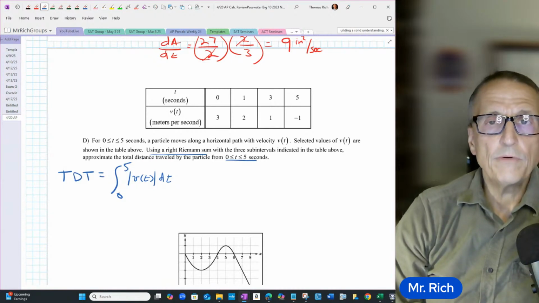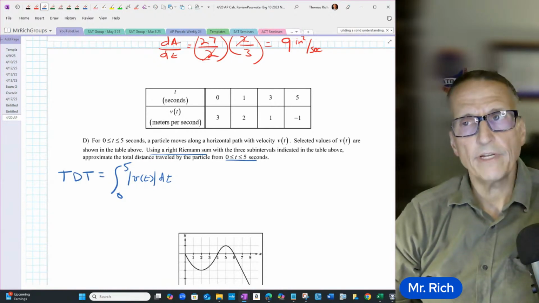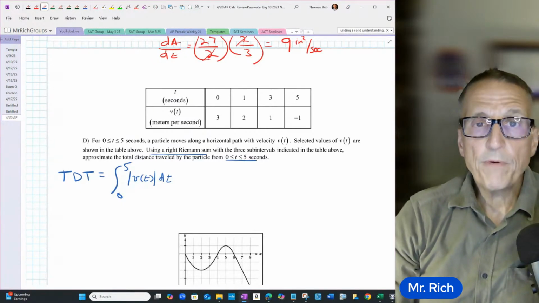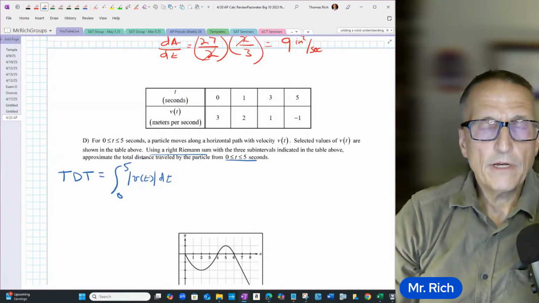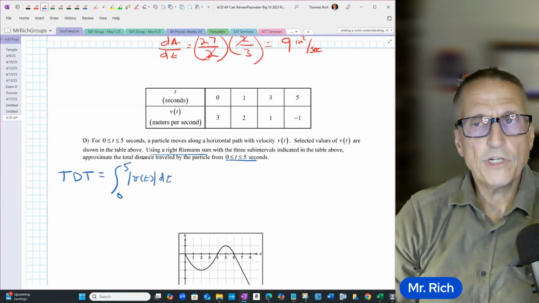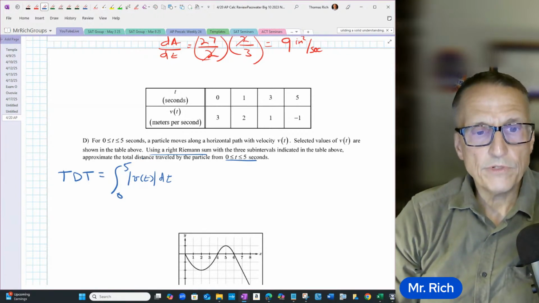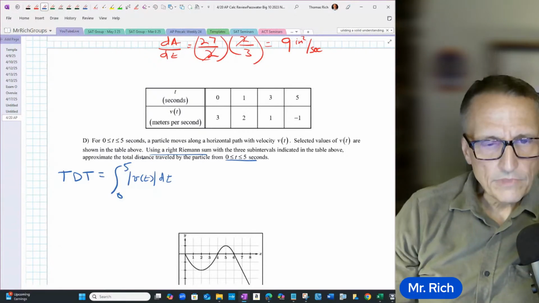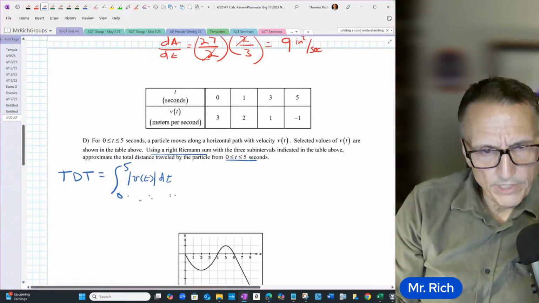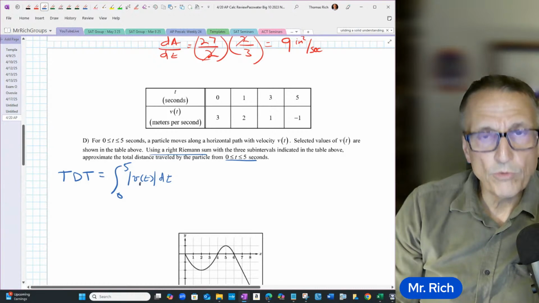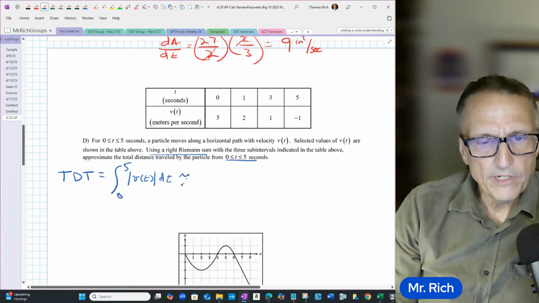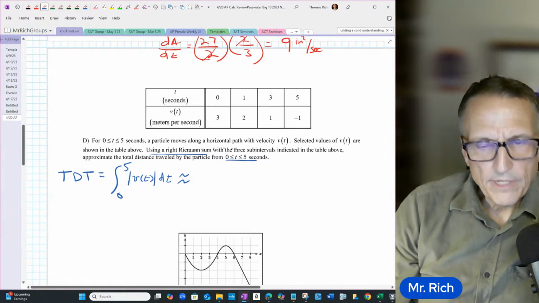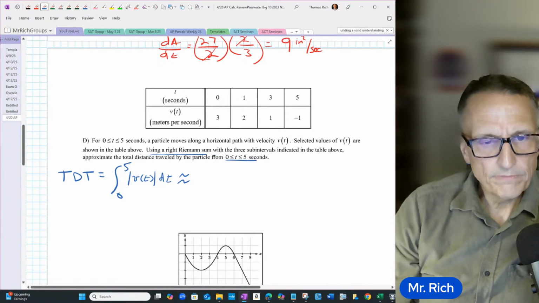And so what we do is, for the portion where the object is traveling left, which would give me a negative integral, we want to turn that part of the calculation positive. So we're just simply adding the absolute values of each section of the integral. Now, I'm showing that's the formula for total distance traveled. I'm now going to say that that's going to be approximately, because we are doing a Riemann sum, which is going to be an approximation.